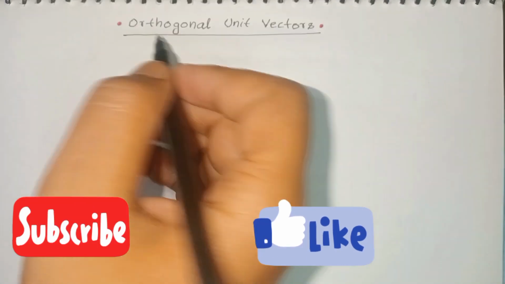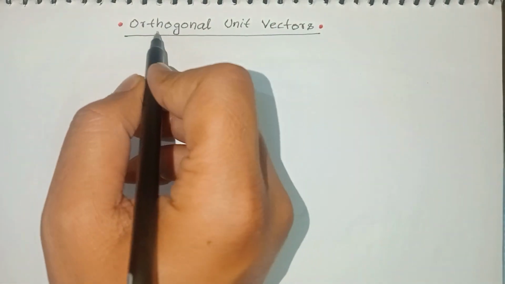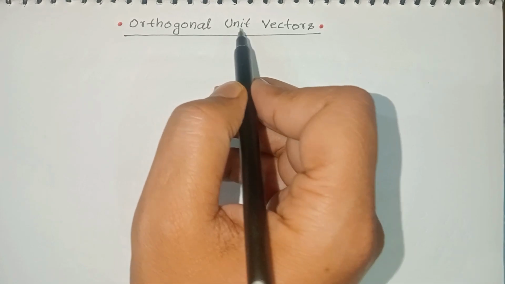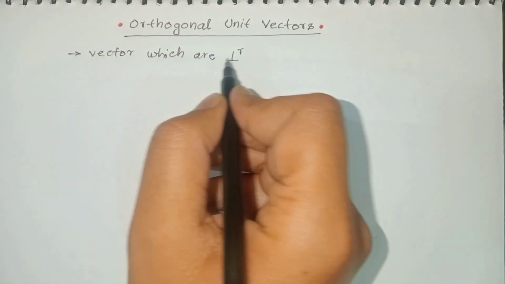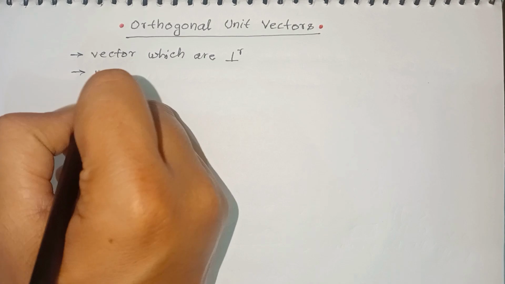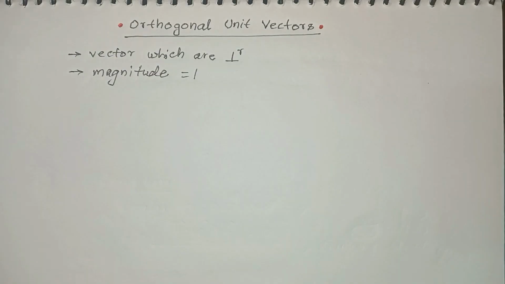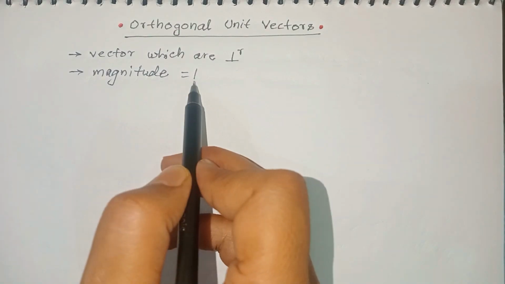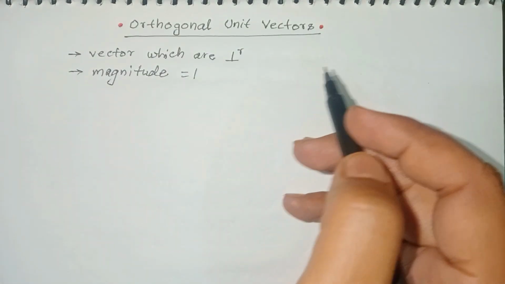Let's study the topic orthogonal unit vectors. Orthogonal means perpendicular. Unit means whose magnitude is 1. So let's define vectors which are perpendicular, and magnitude is 1. Those vectors which are perpendicular and whose magnitude is 1 are called orthogonal unit vectors.